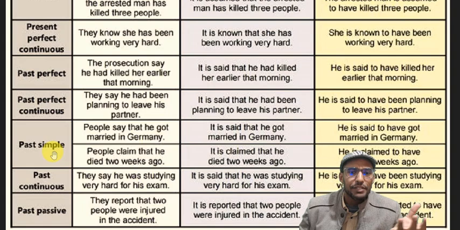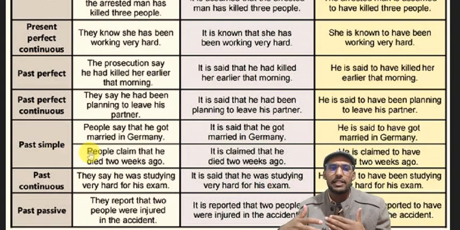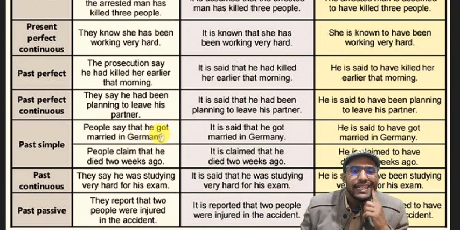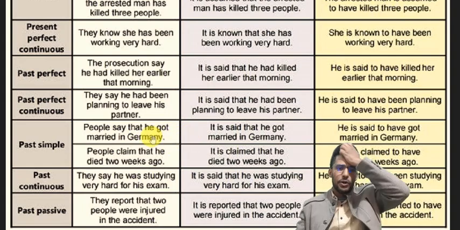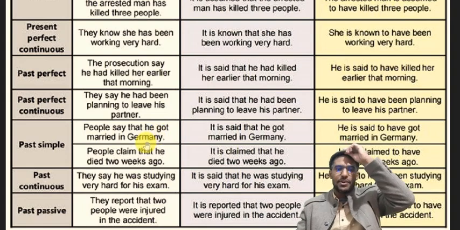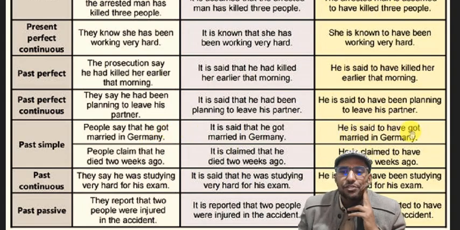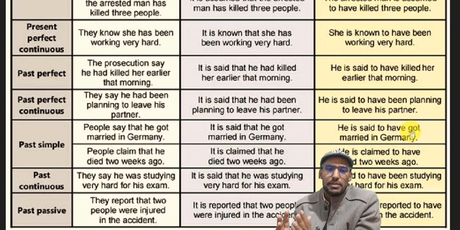Past simple. If you have past simple, there is no other way to indicate the past except by turning the past simple into the present perfect. So we have, people say that he got married. This is the past simple. He got: the verb here, got, is in the past simple. It becomes what? To have got. Simple past becomes present perfect.